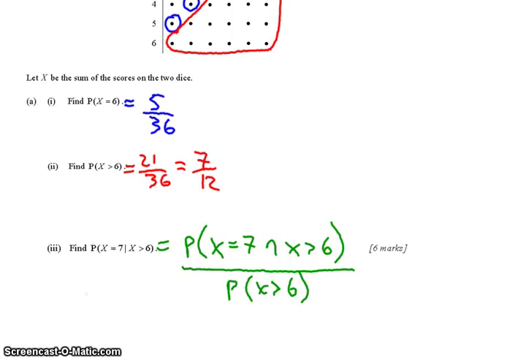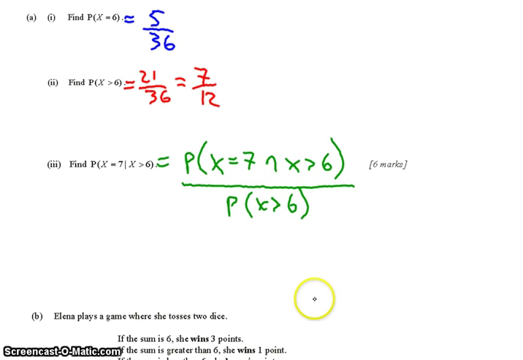Now the trick is, we can't just multiply these 2 probabilities. We need to think logically about it. Now the probability of x equaling 7 and x being greater than 6 is just the probability of x equaling 7, because 7 is greater than 6. So actually this can be reduced to the probability of x equals 7 divided by the probability that x is greater than 6.